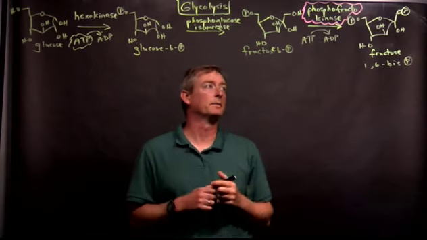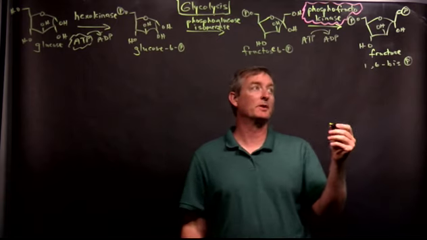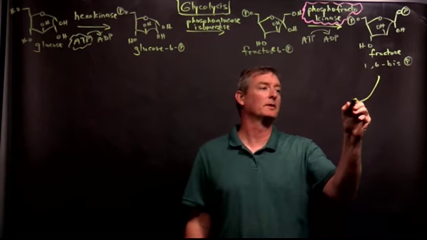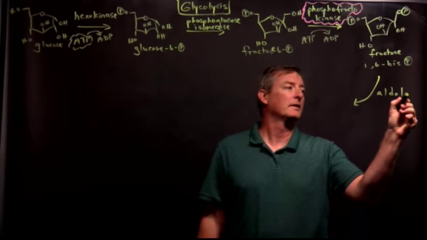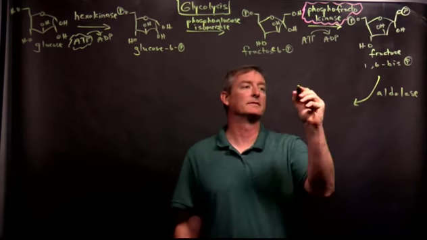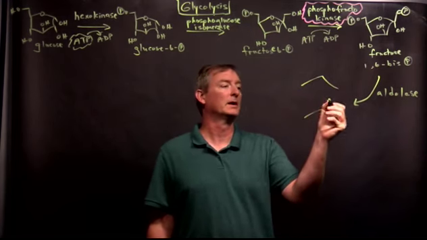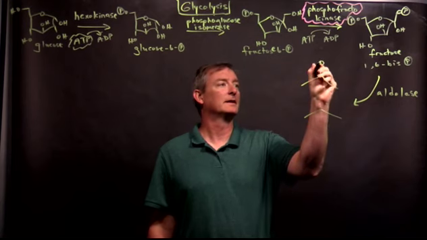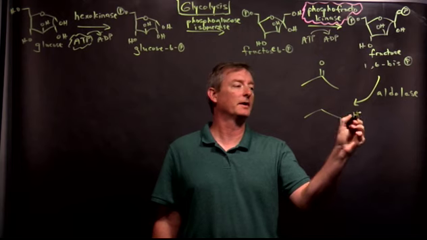Okay, very important step. Okay, so once we have fructose 1,6-bisphosphate, this is where the lysis comes into play. We are going to cleave our 6-carbon sugar into 2 3-carbon pieces. And so let's put the 3-carbon pieces up here, right? One of them is a ketone. The other one is an aldehyde, right?